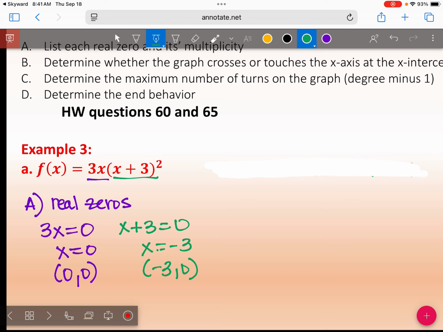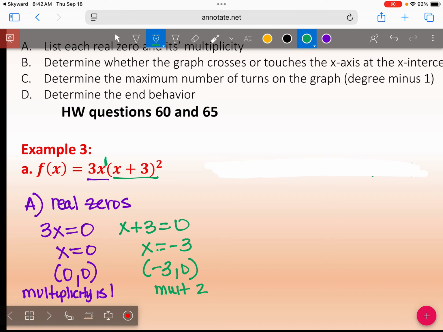Now, multiplicity is saying what is the degree. So there's an invisible 1 right here. So for this first one, the multiplicity is 1. And for my second one, the multiplicity is 2. I'm going to abbreviate that. All right, so that's my answer to part A.